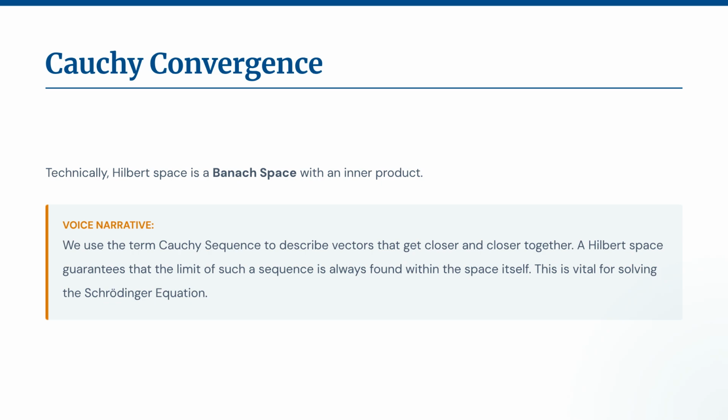We use the term Cauchy sequence to describe vectors that get closer and closer together. A Hilbert space guarantees that the limit of such a sequence is always found within the space itself. This is vital for solving the Schrodinger equation.